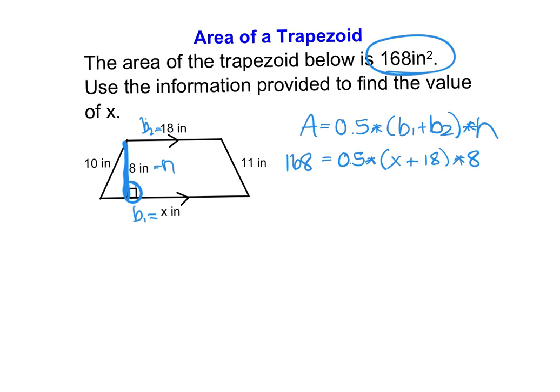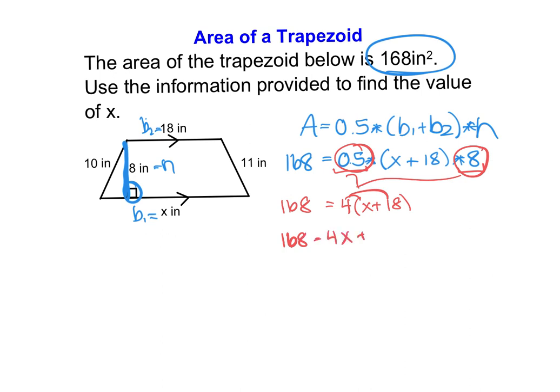Now, when I look at this, it looks like it's going to be pretty tricky, but what I notice right off the bat is I have 0.5 and 8, and that's a long string of multiplication. So because multiplication is commutative, it means that we can multiply in any order. So we have 0.5 times 8, which is going to give us 4, and then x plus 18 goes in parentheses. And that makes things a little bit easier to look at, because now that I've combined the 8 and the 0.5 by multiplication together, I can now distribute. So I have 168 is equal to 4x plus 4 times 18, which is 72.